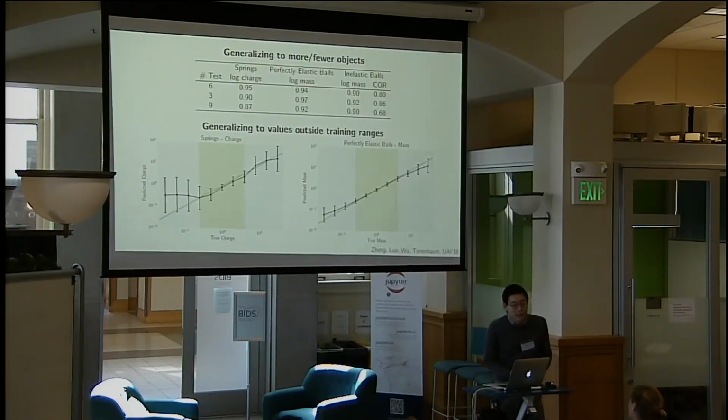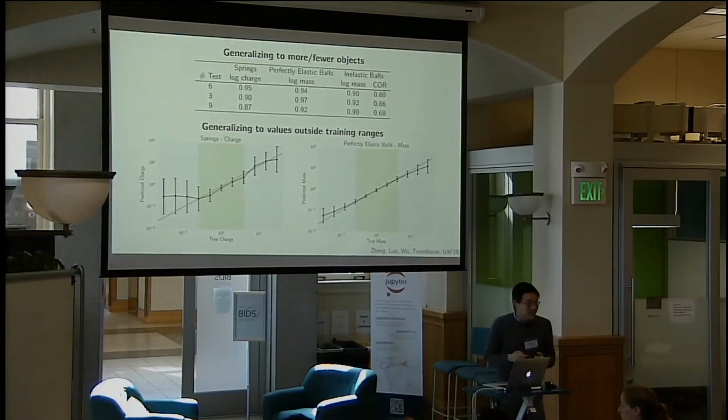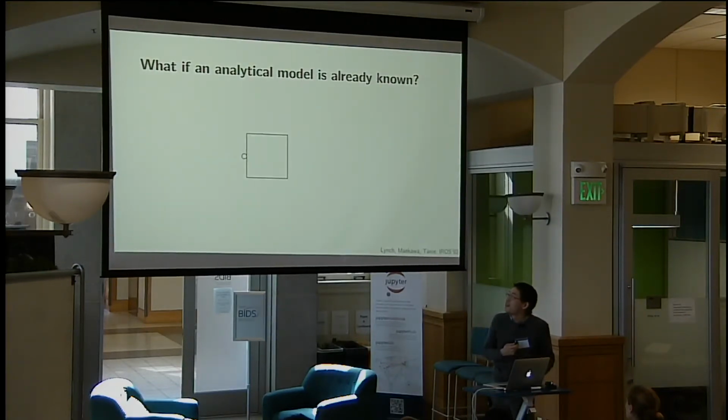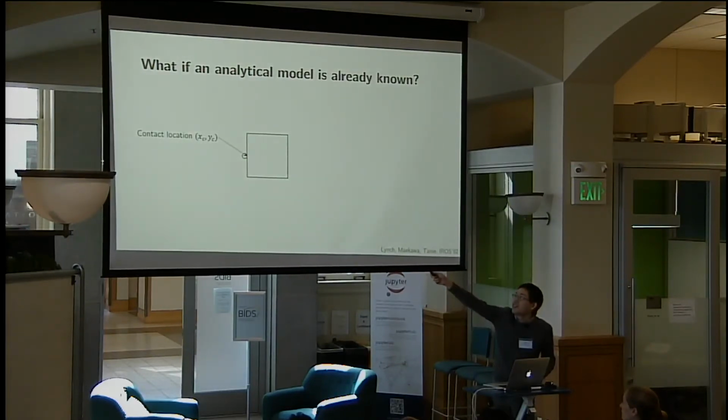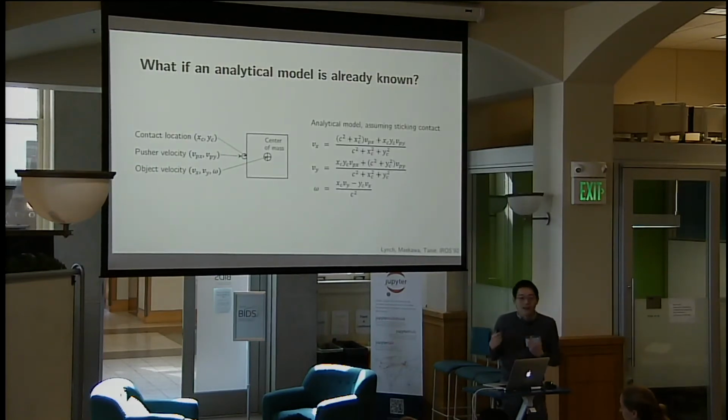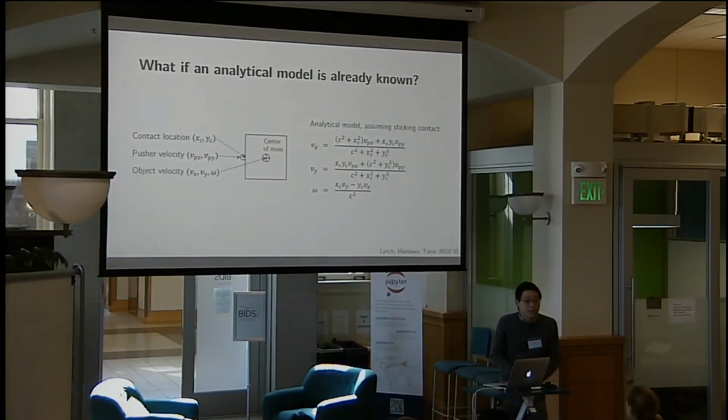But there are also many scenarios, as Nancy already said, where we already have a physical model for it, right? What if an analytical model is already known? So this is an example of a classical problem in object interaction, in robot manipulation, that's planar pushing. You have an object, a pusher, you have the contact location, you have the pusher velocity, you have the object velocity, and you have the center of mass. So assuming you know all these properties, there are physical equations that people developed, I think 27 years ago, that are already able to model these physical interactions pretty well.